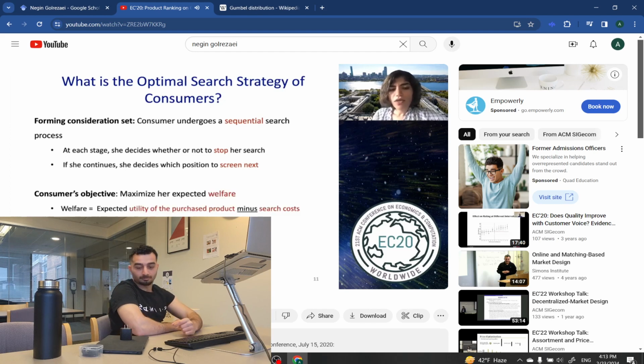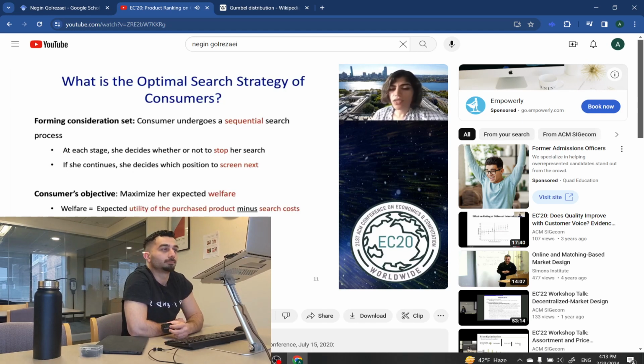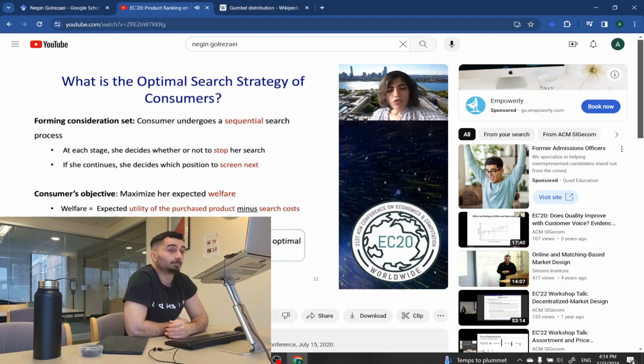And the objective function of the consumer is going to be maximizing her expected welfare, where her welfare is the expected utility of the purchased product minus all the search costs that the consumer needs to pay in order to screen the different products. Note that this utility that I have here is the final realized utility. Because of that, when the consumer needs to decide how to conduct her search, she also needs to consider the second stage where the idiosyncratic part of the utility will be realized. So here's our main theorem for this part of the result. We show that the consumer optimal search policy is a simple index-based policy that I'm going to describe in the next slide.